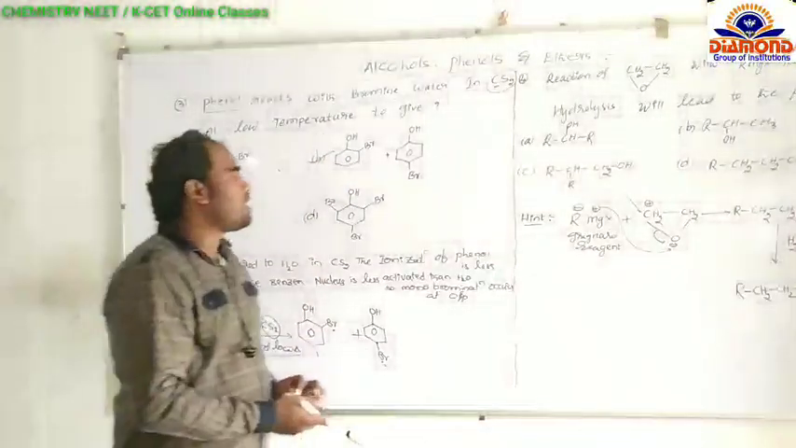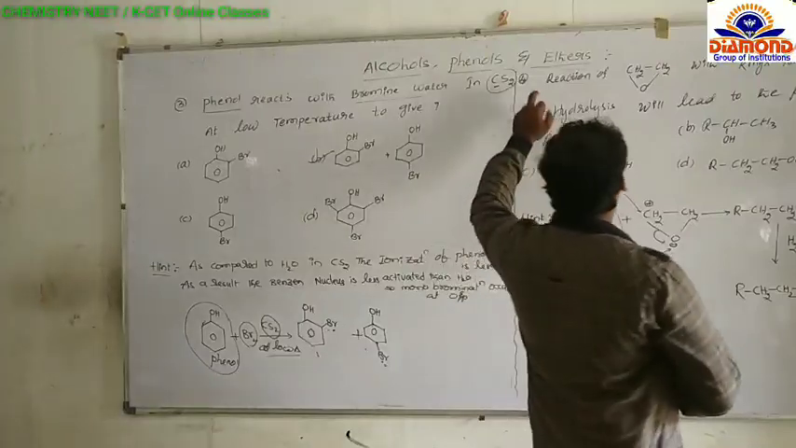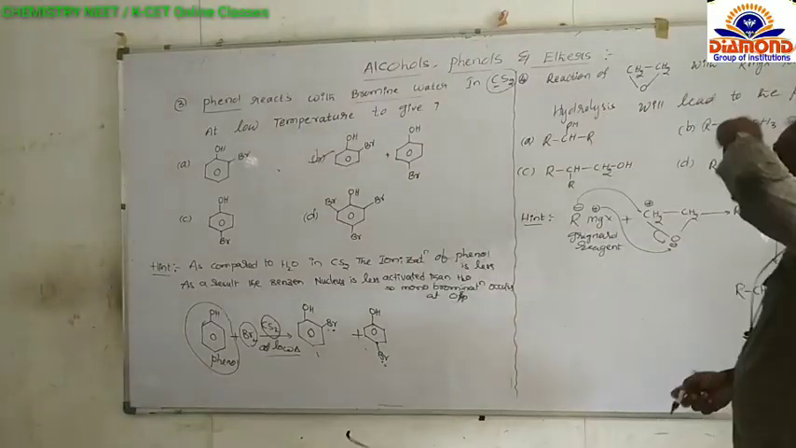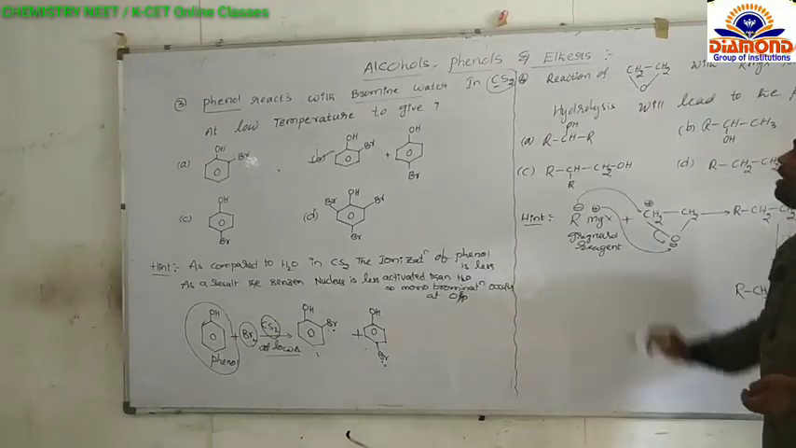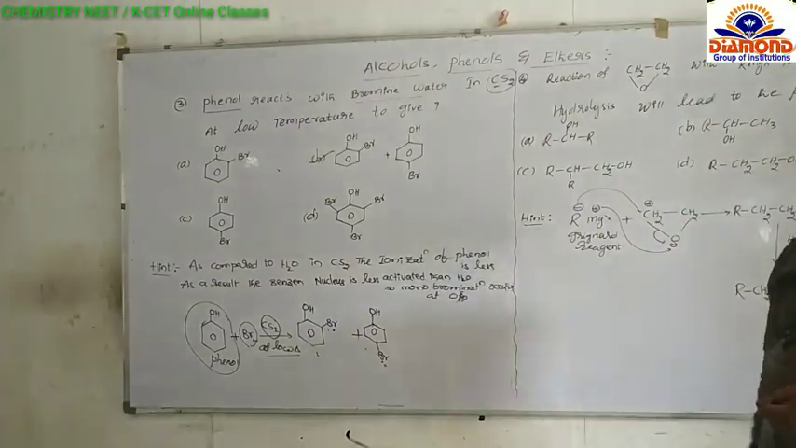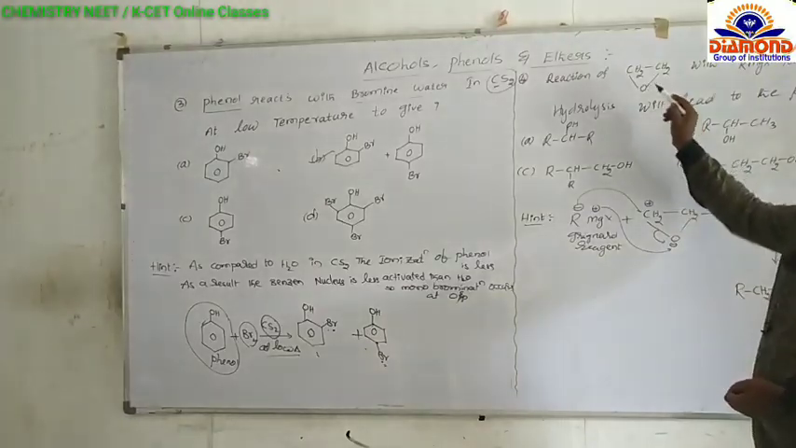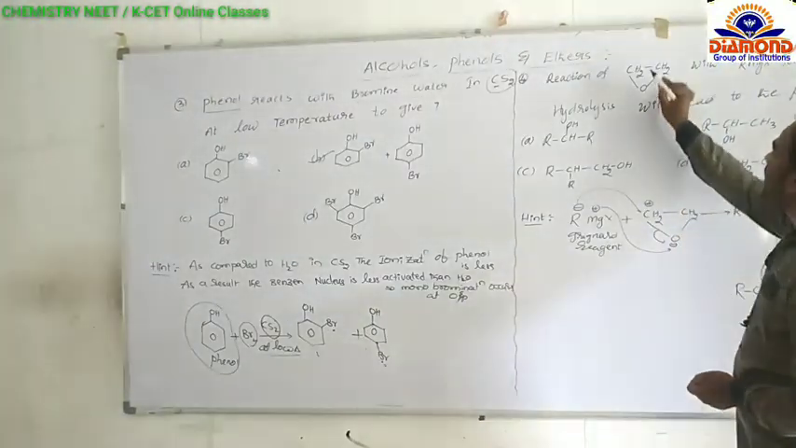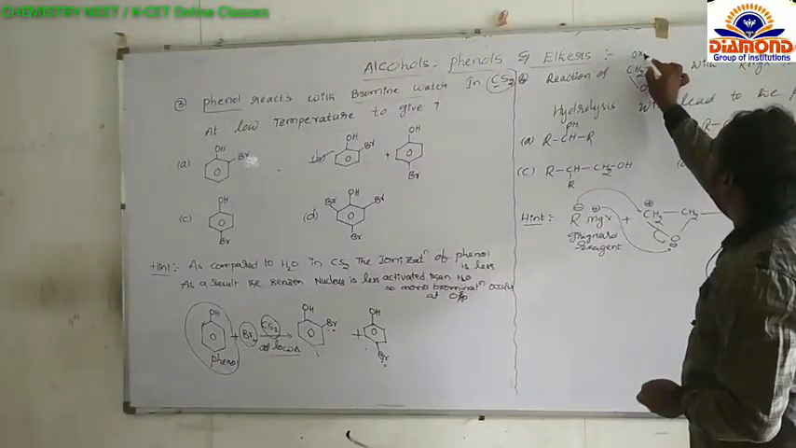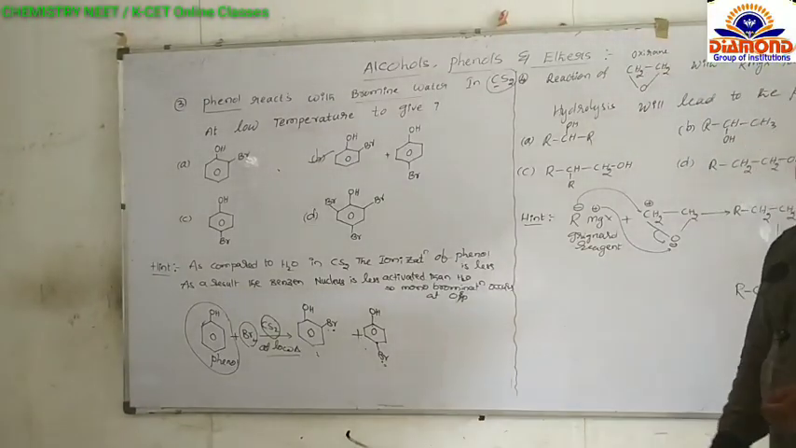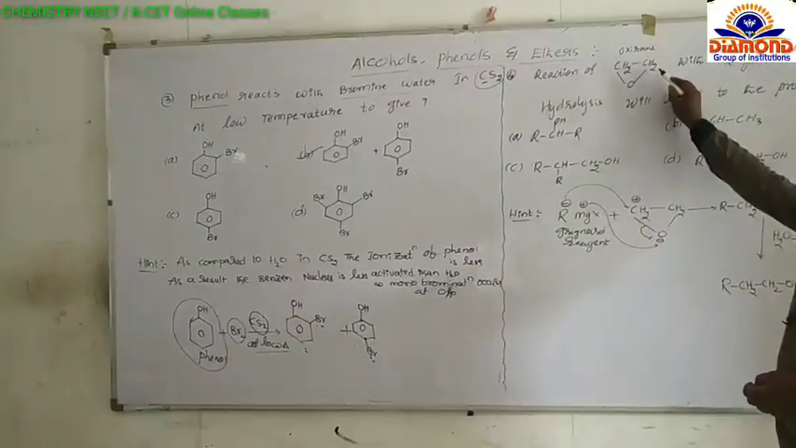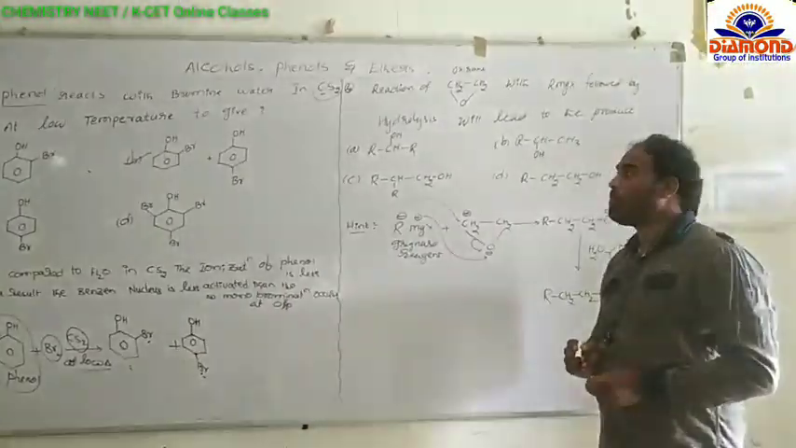Next question here, reaction of this molecule. What is the name of this molecule? Ethylene oxide, or it is also called epoxide, or the IUPAC name oxirane. It is a heterocyclic compound, oxirane or ethylene oxide or epoxide.